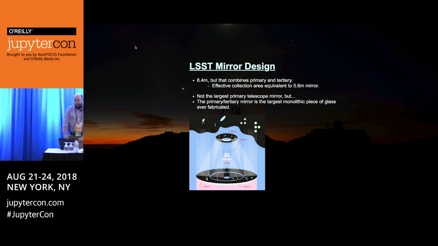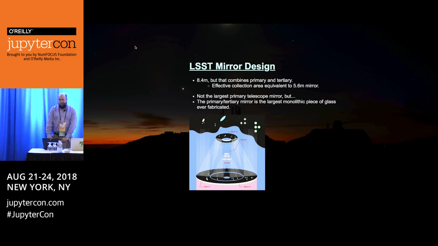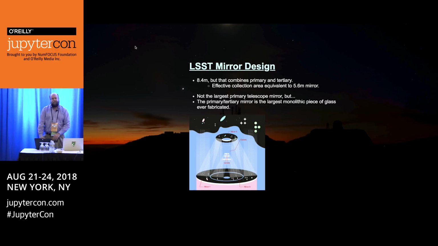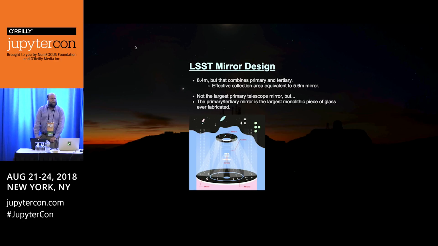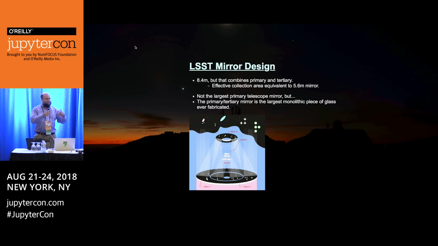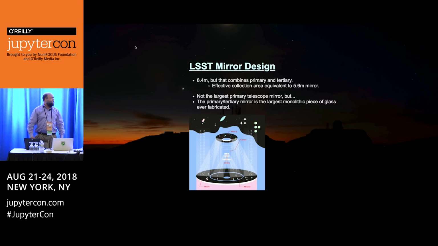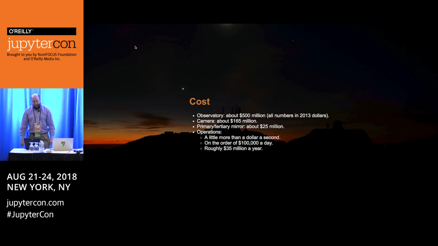It's an 8.4 meter mirror, so that's 27-ish feet. It's got the effective light collection area, because it's this multiple design, of a 5.6 meter mirror, which is not the largest, although it's pretty large. However, because of the complex shape and curvature and the structure needed to support it, it is the largest monolithic piece of glass ever fabricated.